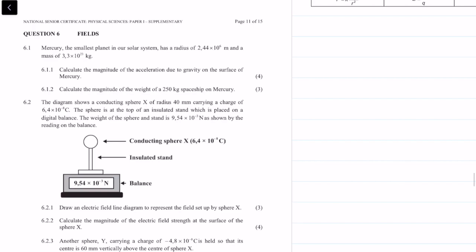So it says, Mercury, the smallest planet in the solar system, has a radius, so here's our R, of 2.44 times 10 to the 6 meters and a mass of 3.3 times 10 to the 23 kilograms. Calculate the magnitude of the acceleration due to gravity on the surface of Mercury. So question 6.1.1. It's looking for the g, or the gravitational acceleration.